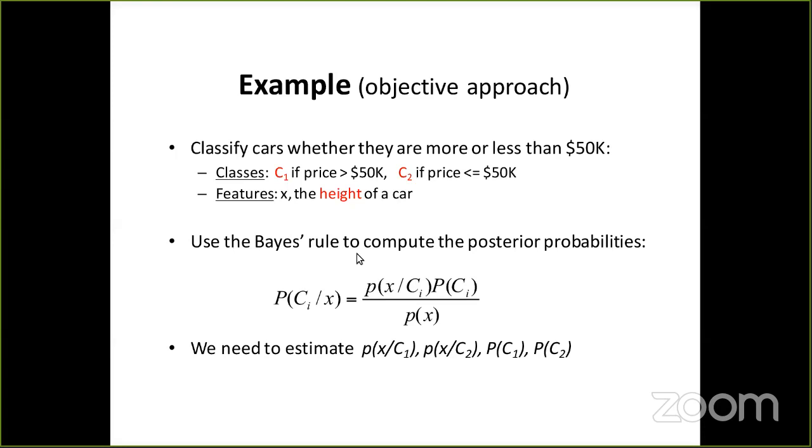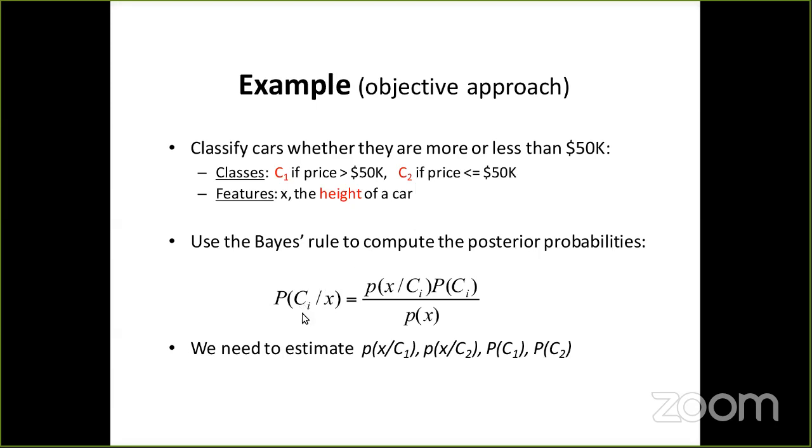Let's say we want to classify cars. We want to predict whether the price of the car is more than $50,000 or less than $50,000. Our classes are C1, which represents greater than $50,000, and C2, which is that the price of the car is less than $50,000. The only feature we are using to predict the price of the car is the height of the car. Now we can use Bayes rule to predict the posterior probability. At test time, we will observe some height, and based on that height, we want to classify it as either C1, an expensive car, or C2, not an expensive car.